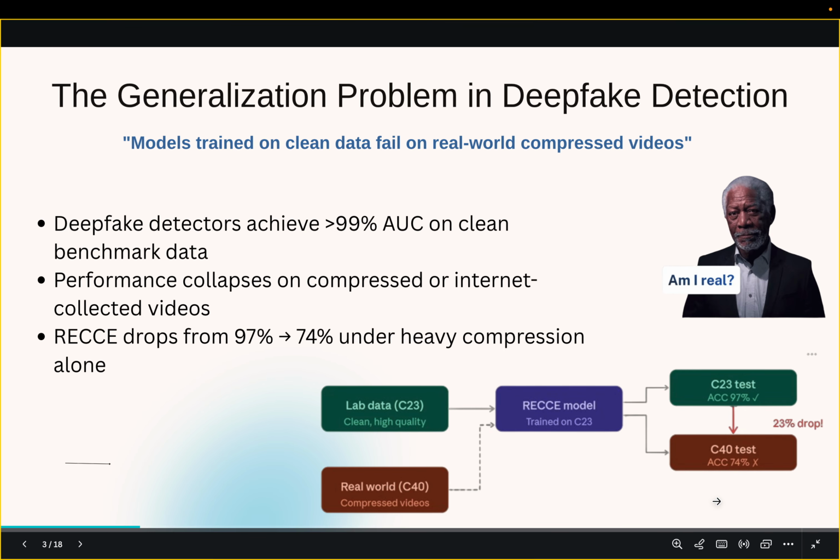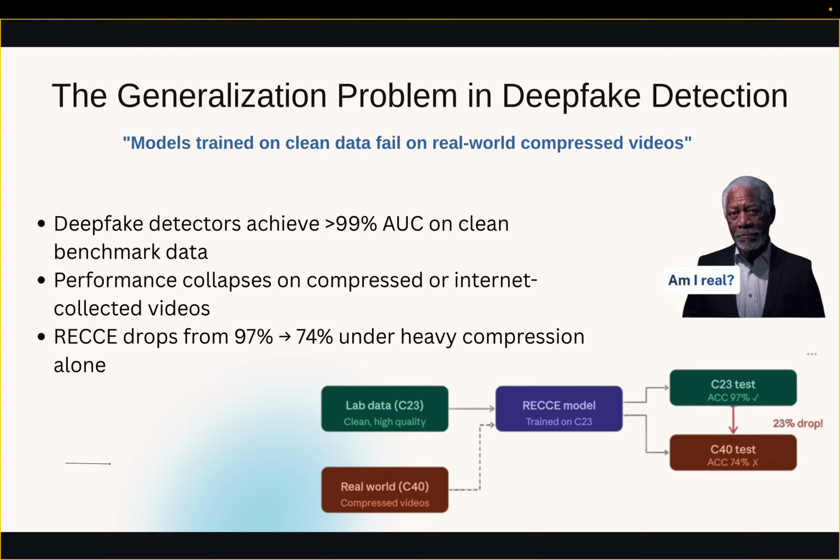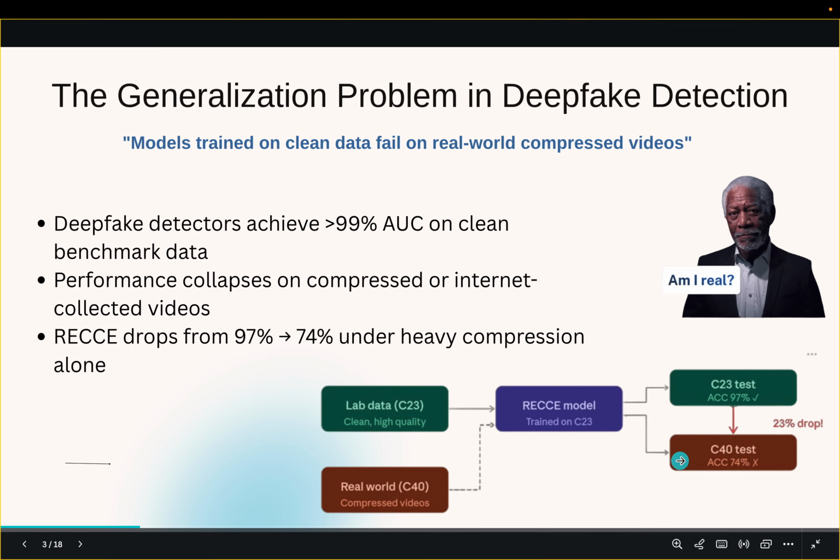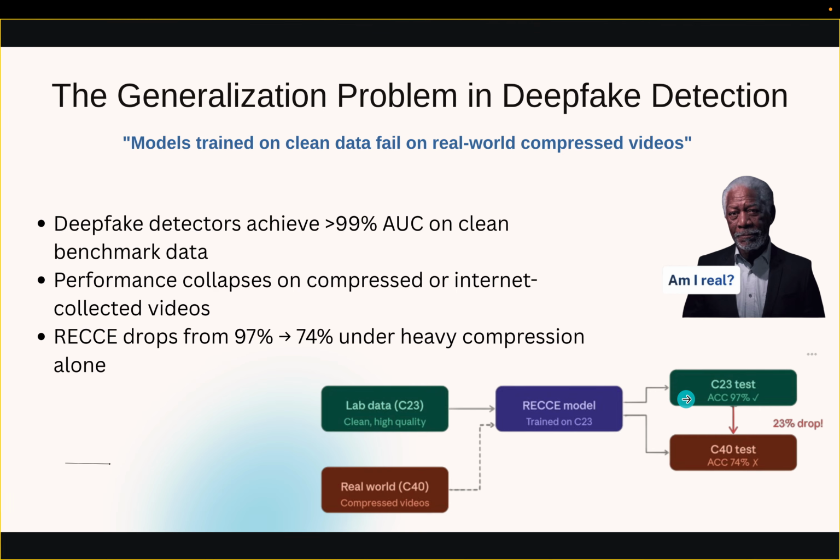Deepfake detectors hit over 99% AUC on clean benchmark data, but the moment you add real world video compression, the performance collapses. ECCE, which is our model, drops from 97 on clean C23 to 74 on heavily compressed C40 videos. So what we are trying to do is reduce this gap between both.